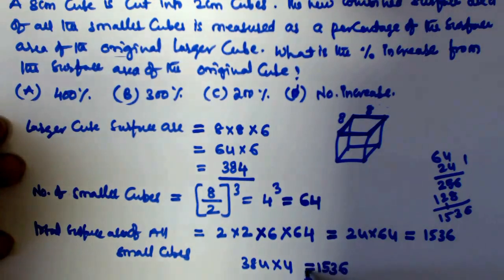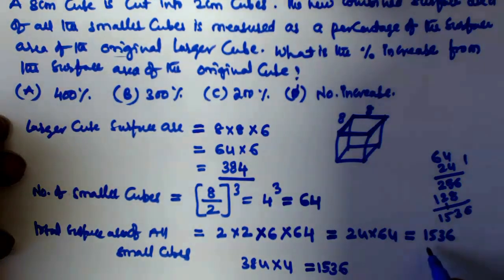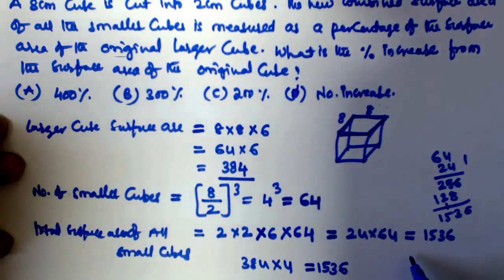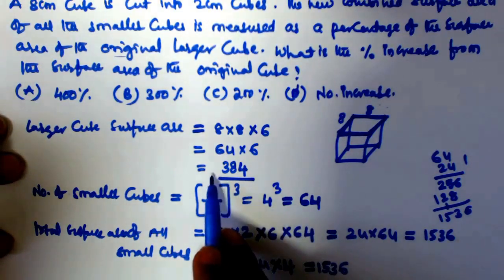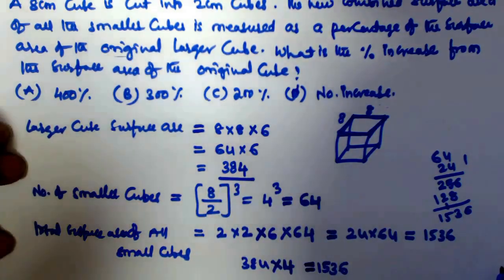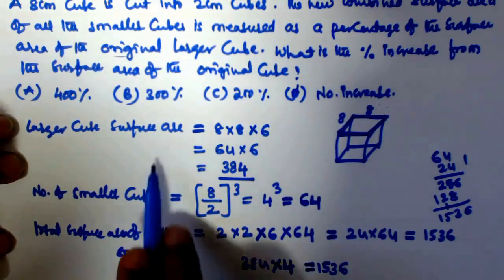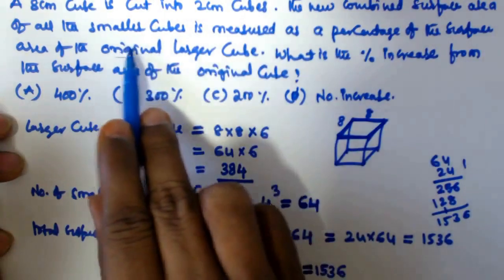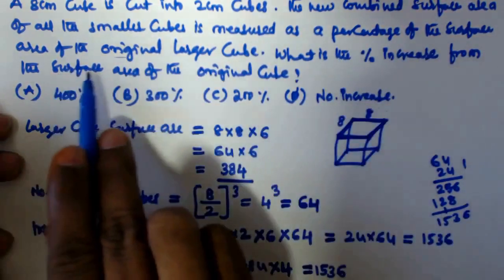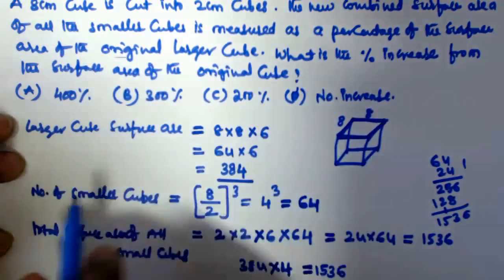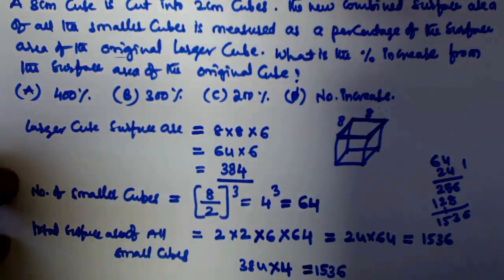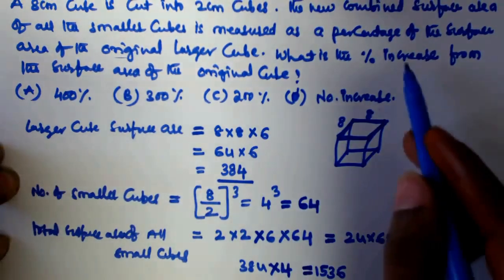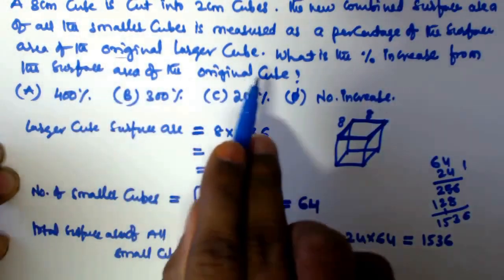So that means actually, the surface area of all the small cubes is 4 times the surface area of the large cube. But we have to find the percentage increase in the surface area from the original large cube. What is the percentage increase from the surface area of the original cube?